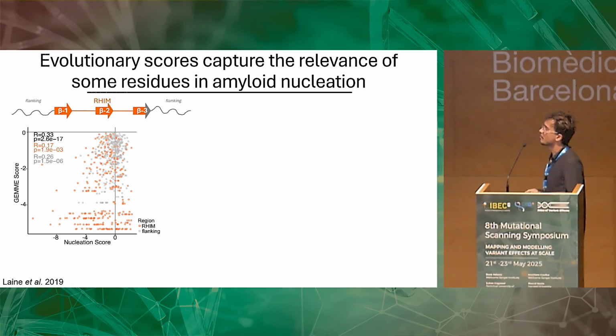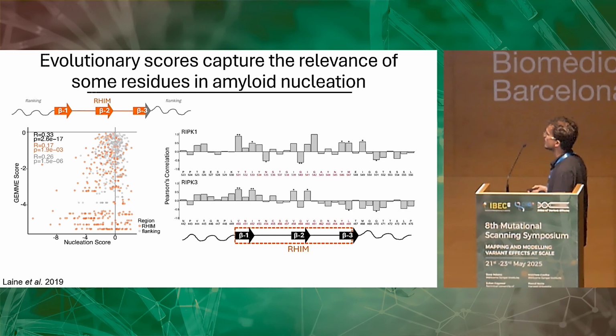So we also made use of evolutionary scores, in this case, GEM score. If we do this correlation taking into account the whole sequence, the effect of mutation in the whole sequence, we cannot see any correlation, or the correlation is very poor. But if we do this per position, we measure the Pearson correlation between our nucleation score and GEM score per position, we start seeing that at some positions we have significant correlation.